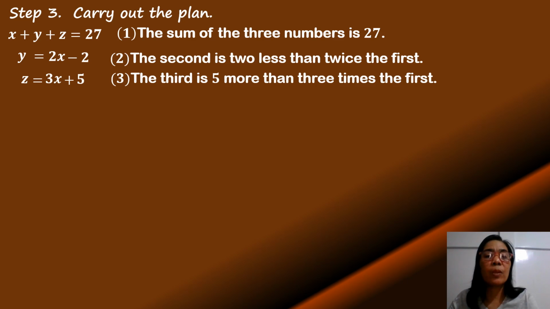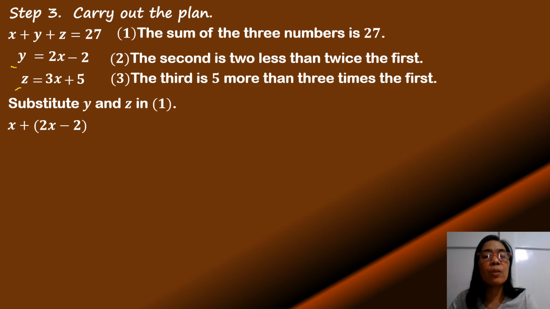We can solve simultaneously. So one technique in here is we can substitute y and z in equation 1. So the equation now becomes x plus y, whose value is 2x minus 2, plus z, whose value is 3x plus 5, and that is equal to 27. We can simplify this equation by removing the grouping symbol. Since this is preceded by positive 1, we can immediately remove the grouping symbols.